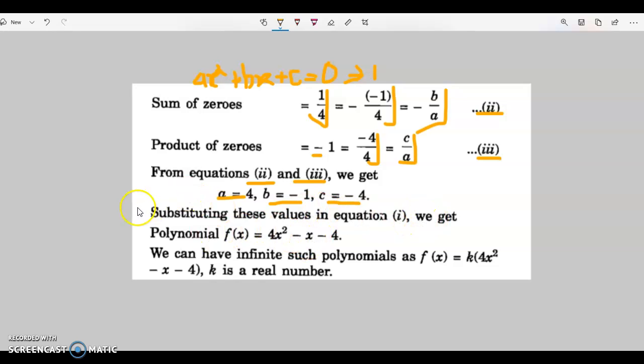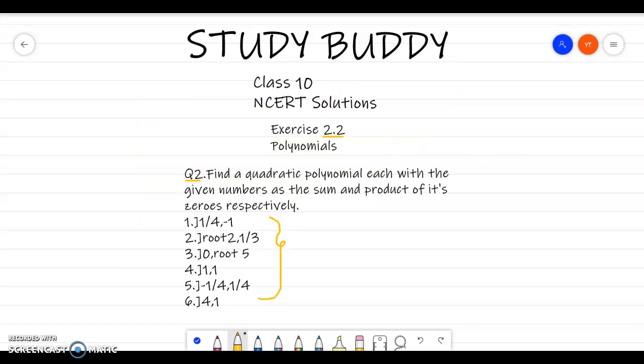Substituting in equation 1, we get the polynomial f of x equal to 4x square minus x minus 4. We can have infinite such polynomials: f of x is equal to k into 4x square minus x minus 4, where k is a real number. Moving on to the second question, that is root 2 comma 1 by 3.